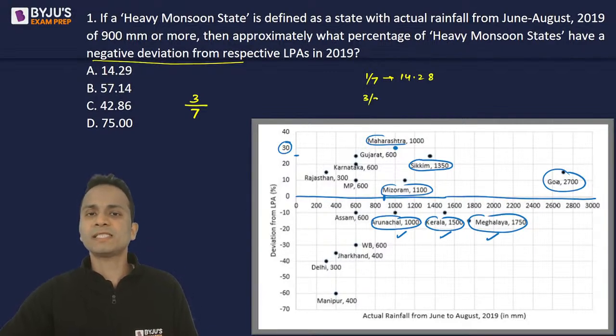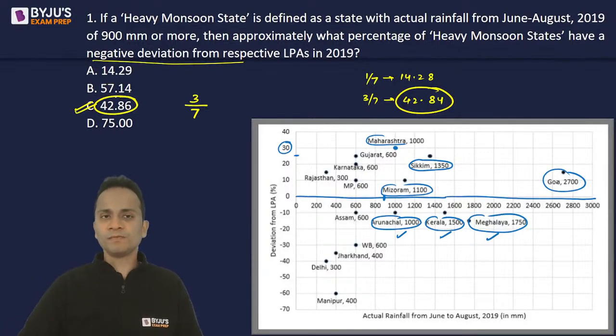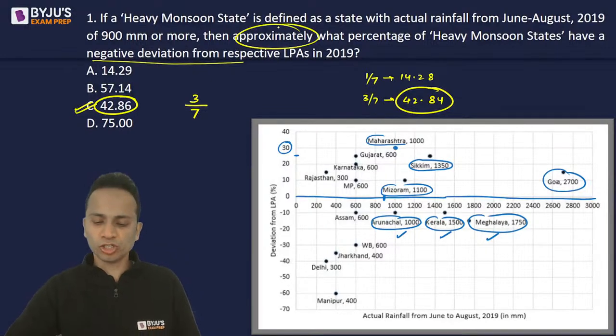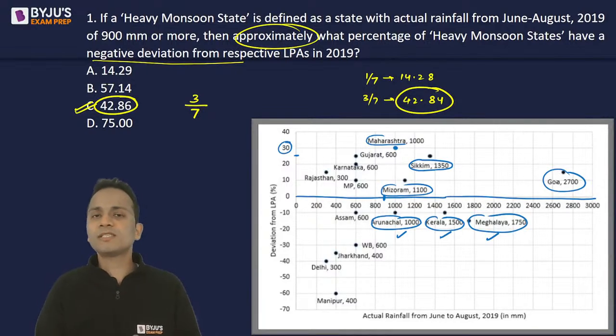So 3 by 7 will be multiplied by 3. So that is 42.84. I have 42.86 in the options. I need to calculate the answer approximately. It is clearly mentioned in the question. So approximately 42.86. Option C should be the correct answer of this question.